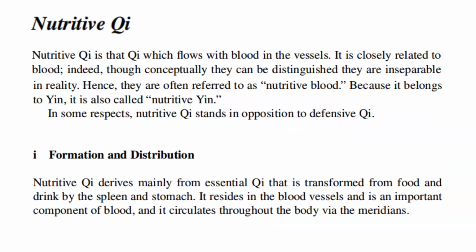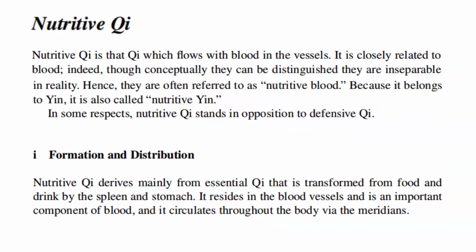Next type of Qi is the nutritive Qi. It is the Qi which flows with blood in the vessels. It is closely related to blood. Indeed, though conceptually they can be distinguished, they are inseparable in reality. Hence, they are often referred to as nutritive blood. Because it belongs to yin, it is also called nutritive yin. In some respects, nutritive Qi stands in opposition to defensive Qi.